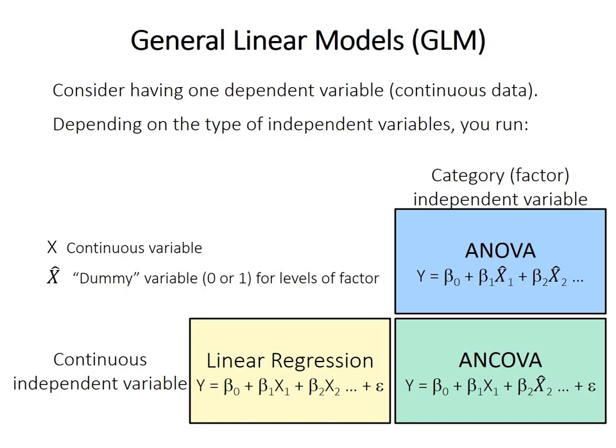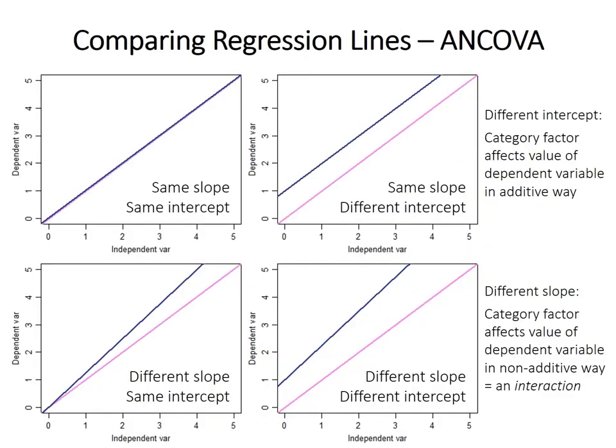So ANCOVA tests whether the linear model differs for different levels of a categorical factor. So is the relationship between continuous variable x1 and y different for different levels of the grouping factor x2? We'll come back a little bit to general linear models later in the course when we discuss model comparison, but for now we'll just move on and talk about ANCOVA.